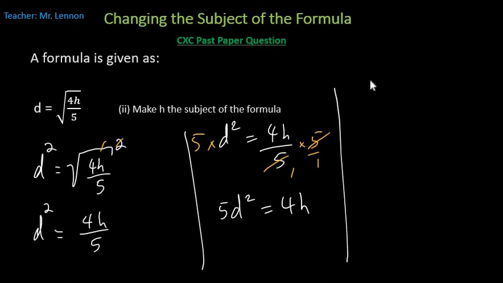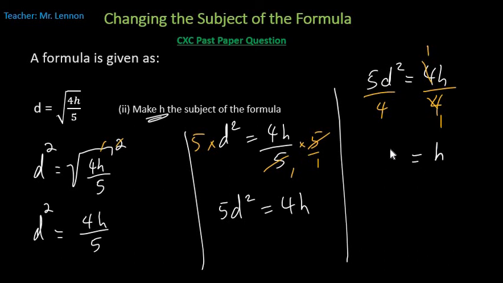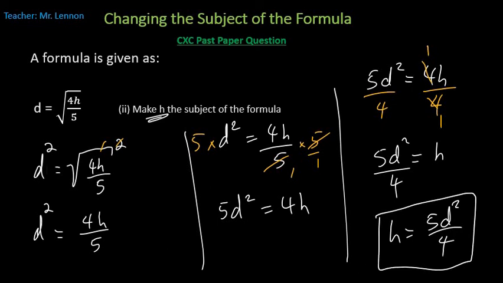So what's our next step? We have 5d squared is equal to 4h. Remember, our job is to make h the subject. So we need to isolate h. How is h connected to 4? By multiplication. So we remove it by division, and so we divide both sides by 4. What we do to one side, we do to the other. And so our solution is that h is equal to 5d squared over 4. Yes, h is equal to 5d squared over 4. And this is our solution. And this is the end of this lesson.